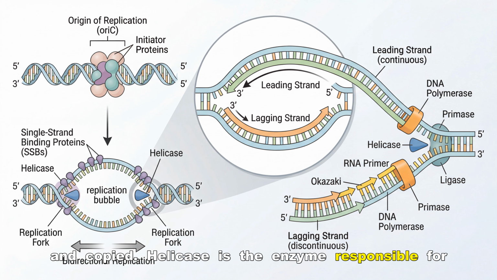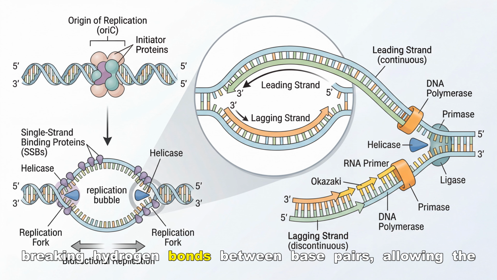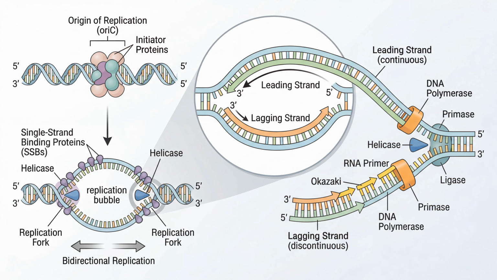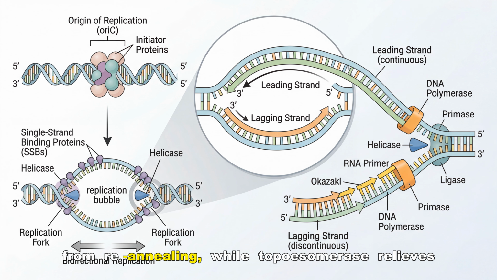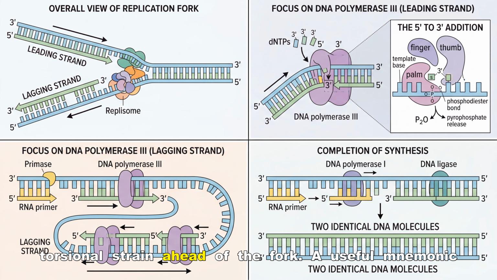Helicase is the enzyme responsible for breaking hydrogen bonds between base pairs, allowing the strands to separate. Single-strand binding proteins stabilize the unwound DNA, preventing it from reannealing, while topoisomerase relieves torsional strain ahead of the fork. A useful mnemonic is helicase unzips, SSBs stabilize, topoisomerase untwists.